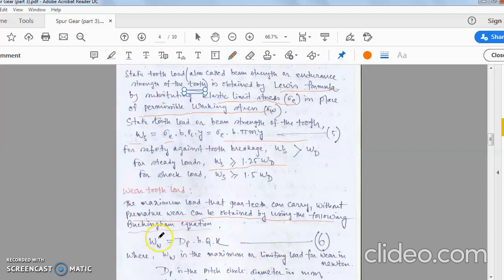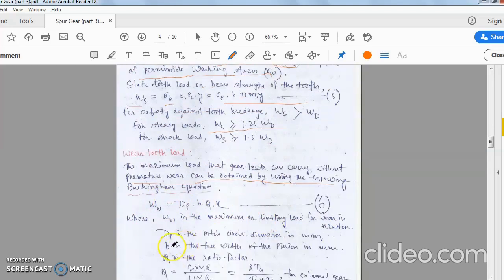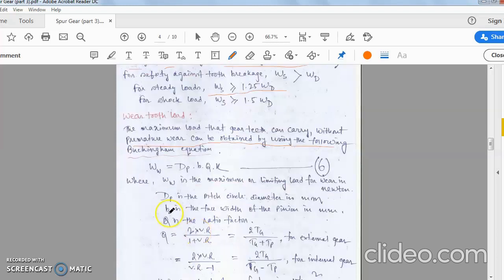This is the Buckingham equation. So WW is dP into B into Q into K. If you want the detailed step-by-step mathematical formulation to arrive at the expression, you can search on the internet. However, it is not required to go through all the detail of the mathematical part. You just have to remember the expression. So here dP is the pitch circle diameter in millimeter, B is the face width, Q is the ratio factor.